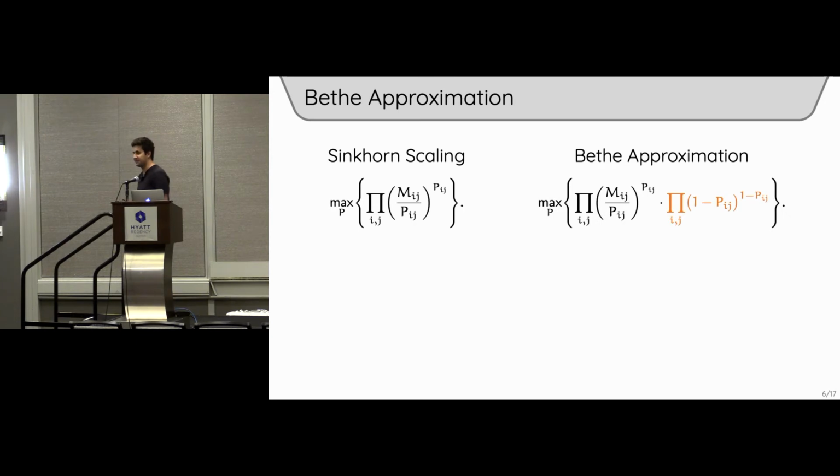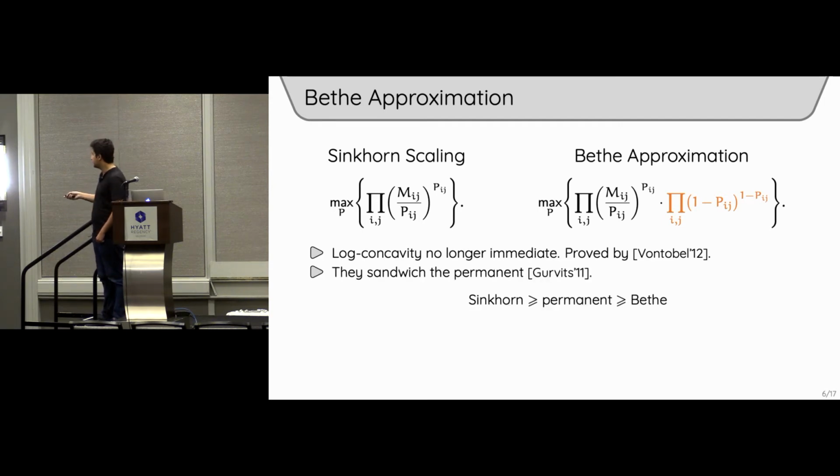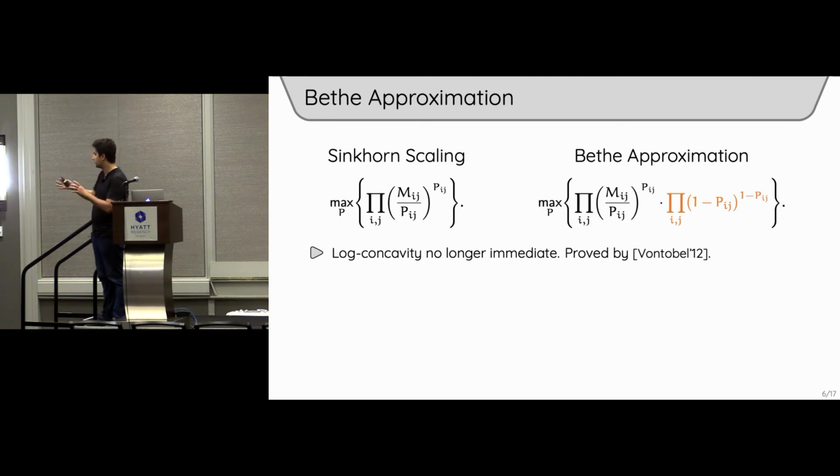Now, what is Bethe approximation? Bethe approximation is a simple modification to the objective of matrix scaling. Okay? So I'm just multiplying some terms that only come from the doubly stochastic matrix that I'm optimizing over, and I'll tell you what the meaning of these are. But first, just notice that when I multiply these things, these are log convex, not log concave. Okay? So it's no longer trivial that you can even compute the maximization on the right-hand side. Even though it's non-trivial, it is true, and it was shown by Vontobel in 2012. Okay? So this thing is concave over the polytope of doubly stochastic matrices.